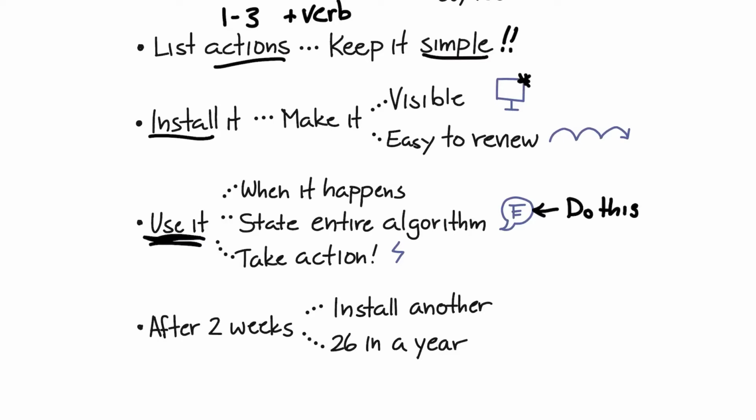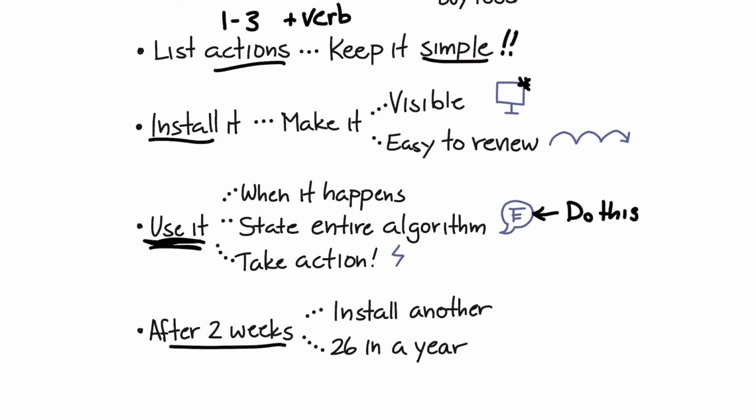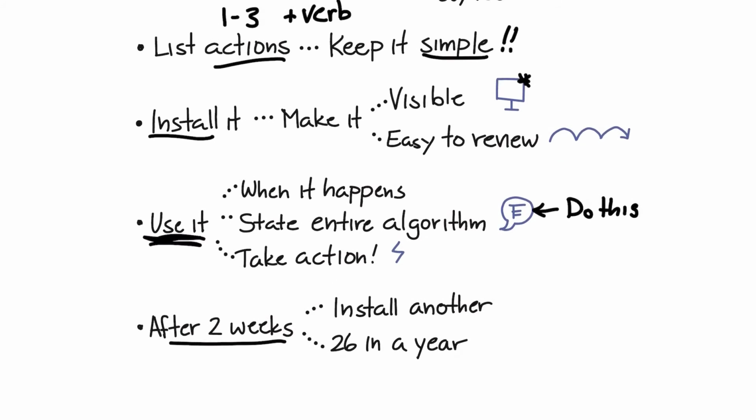And then take action. And then after a couple weeks, install another algorithm using these exact same steps. And if you consistently do this for the next year, then you will have installed 26 new algorithms that will enable you to automate any successful behavior you want to adopt.